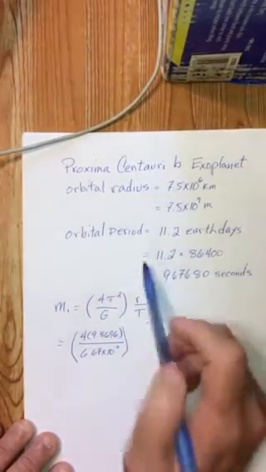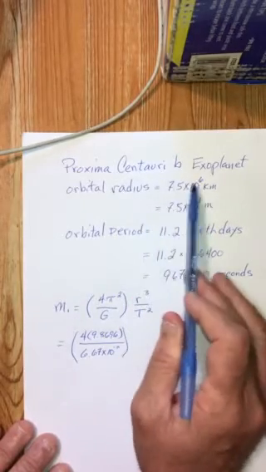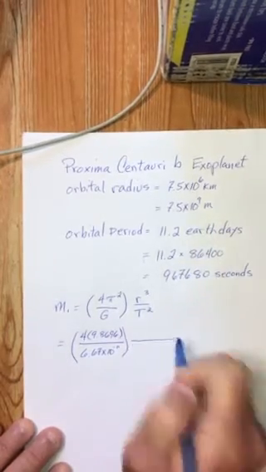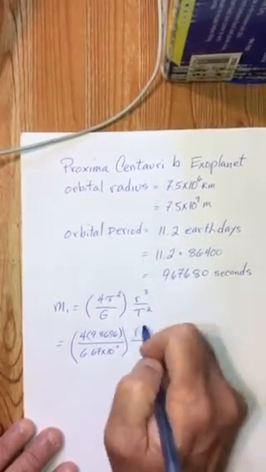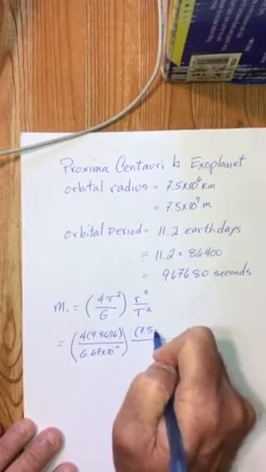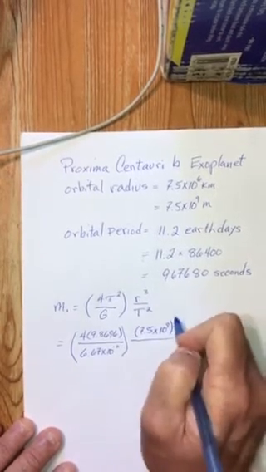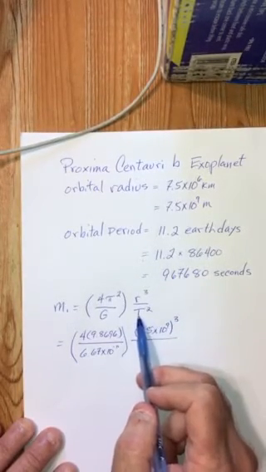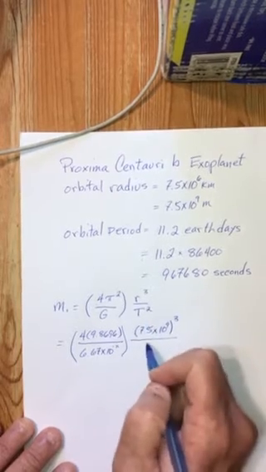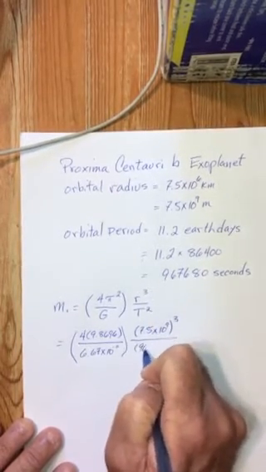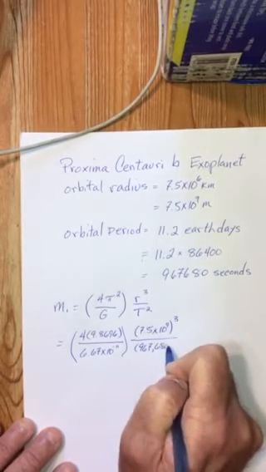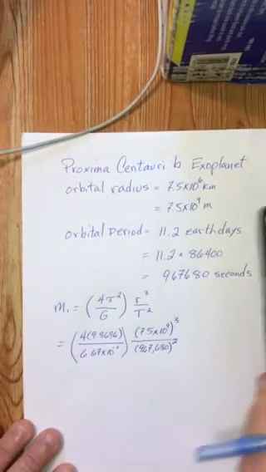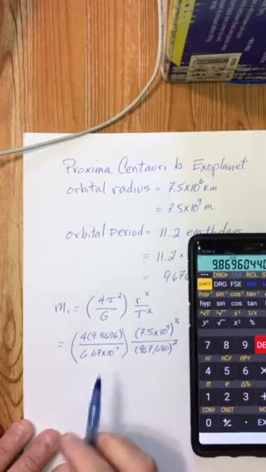Now, up here I've also given you information that the orbital radius of this exoplanet is 7.5 times 10 to the 9th meters. So we're going to make this fraction outside where we have 7.5 times 10 to the 9th, and we're going to cube that. And then in the denominator we have the orbital period of the exoplanet, which is 967,680 seconds, and we're going to square that. Okay, so we need to do the arithmetic here.